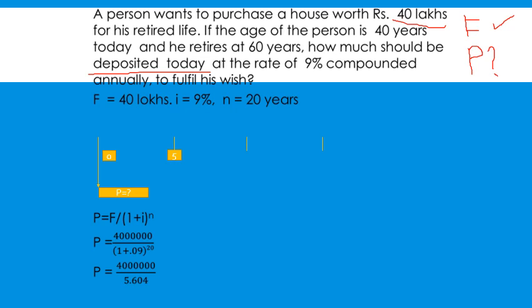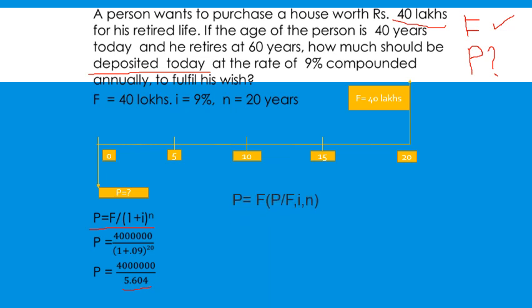First let us draw the cash flow diagram. Horizontal line with 20 years timeline. P is unknown to me, F is known to me as 40 lakhs. Relationship between P and F: P is equal to F divided by (1 plus i) to the power of n. When you substitute the values, 40 lakhs divided by 1.09 to the power of 20, that is 5.604.